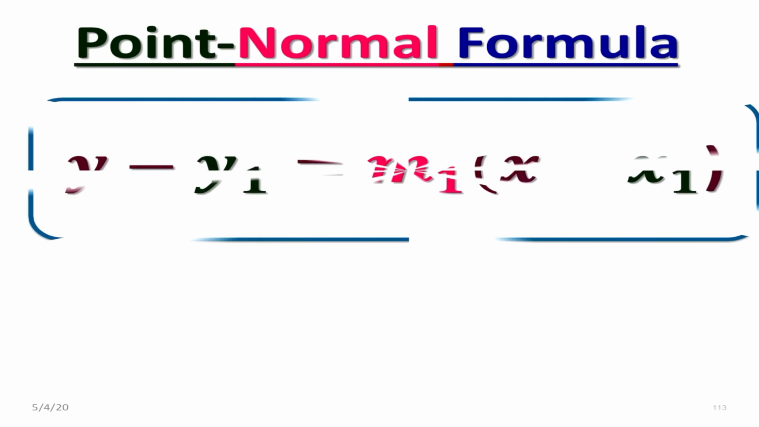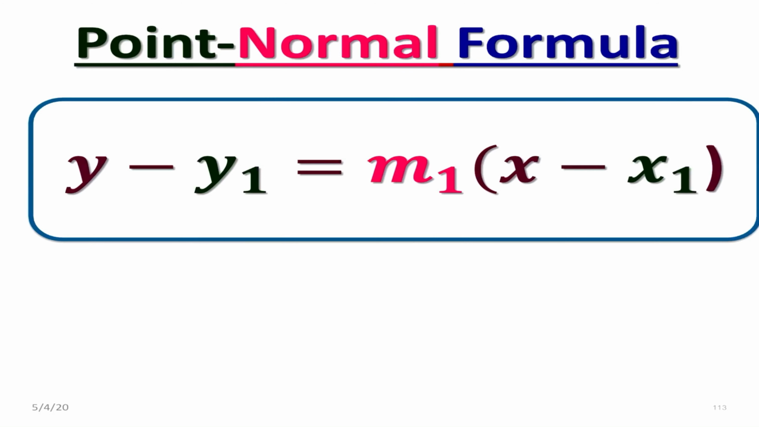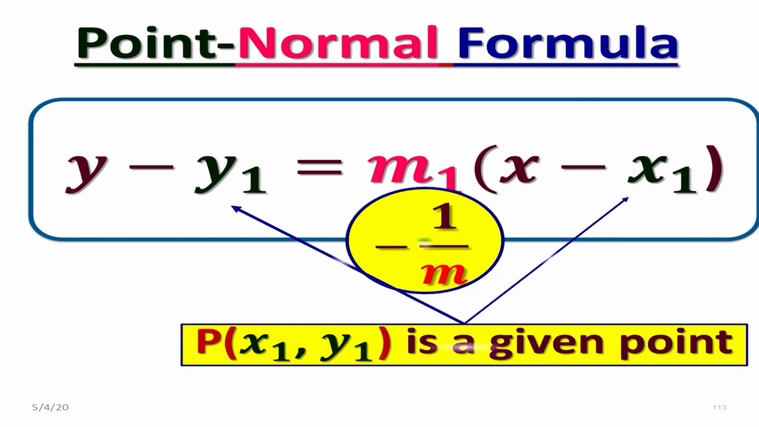So we are going to use the point-normal formula for a straight line, which is y minus y1 equals m1 times x minus x1, where x1 and y1 are the coordinates of the given point, and m1 is just the slope of the normal line.